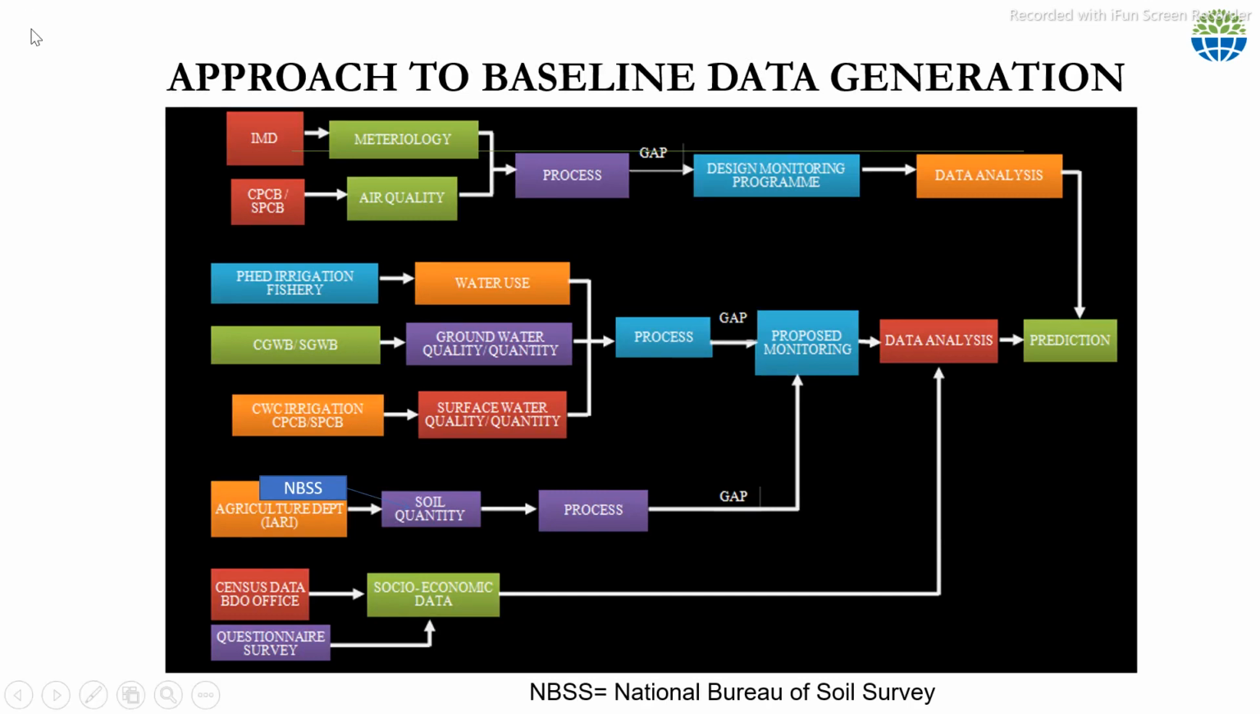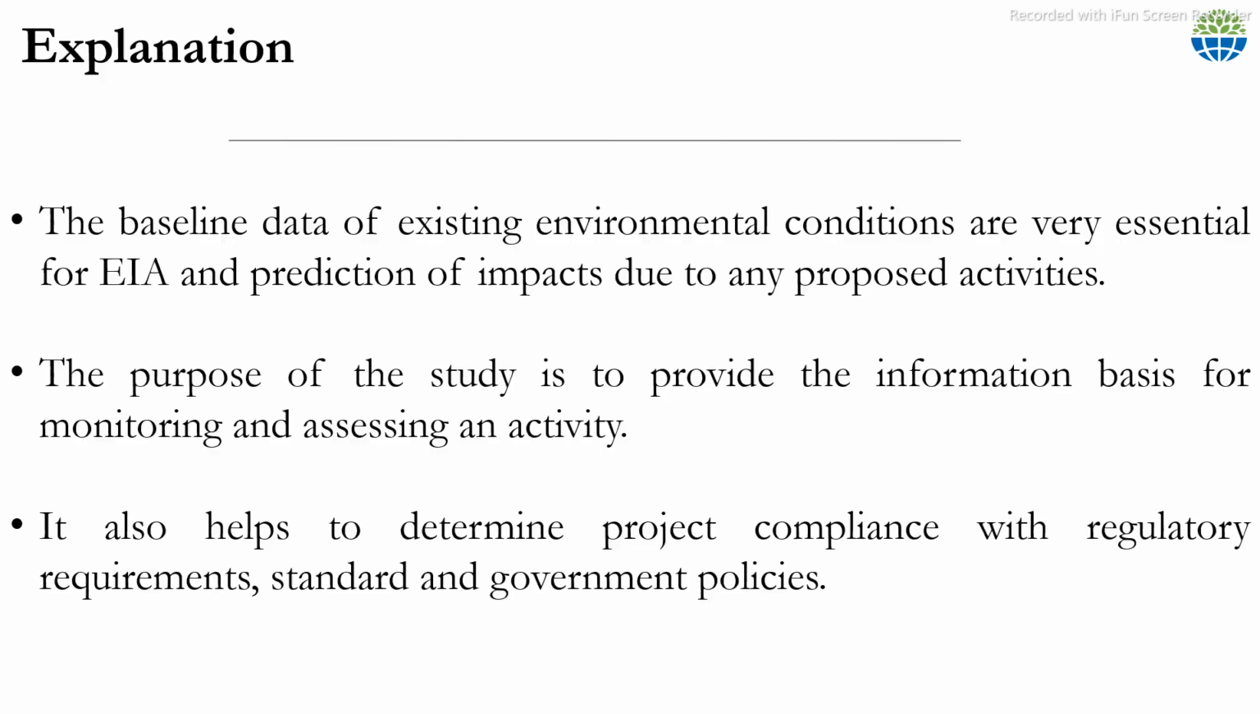So here is one flow diagram. For physical data, IMD and CPCB are the sources. These are secondary sources from where we can take data to check the consistency of our data against other third-party data. For water, CGWB, CGWA, CWC, the Irrigation Department, CPCB, and for soil, the National Bureau of Soil Survey is there. IARI is also there. Many things are there. And for ecology and biodiversity, DFO, IFRI, IFSC, and many others.